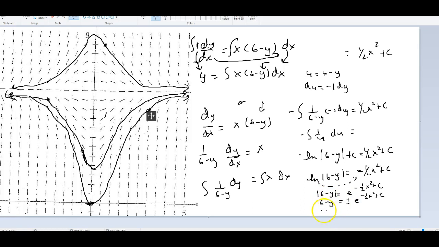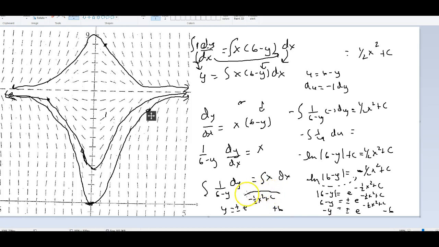Get rid of 6 by subtracting 6. So plus or minus e to the negative 1/2 x squared plus c minus 6. To get rid of that negative, I'm going to bring the negative across, but plus or minus, of course, just becomes plus or minus, so y equals plus or minus e to the negative 1/2 x squared plus c. But the minus 6 makes that a plus 6.